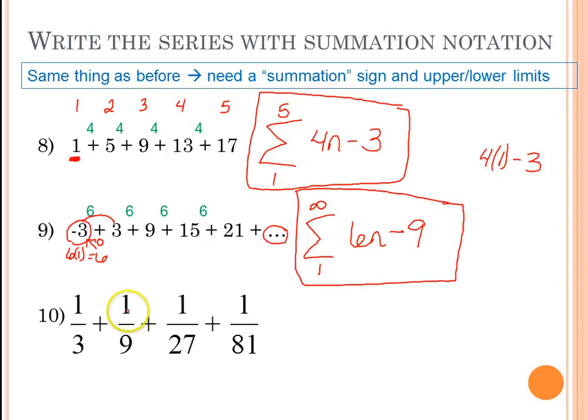Okay, how about our next one? 1/3, 1/9, 1/27, 1/81. First thing you should recognize is there's a 1 on the top. Okay, so here's my summation. I know I have a fraction. There has to be a 1 on the top.